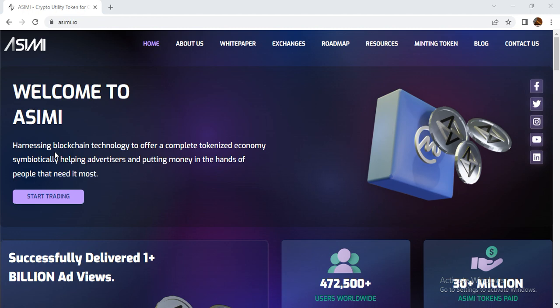Welcome to Asimi. They offer a complete tokenized economy, vertically helping advertisers, so you can put money in the hands of people that need it most. It has very good exchanges, and also a white paper, the roadmap, resources, minting, token, blog, and contact, which you can access easily.